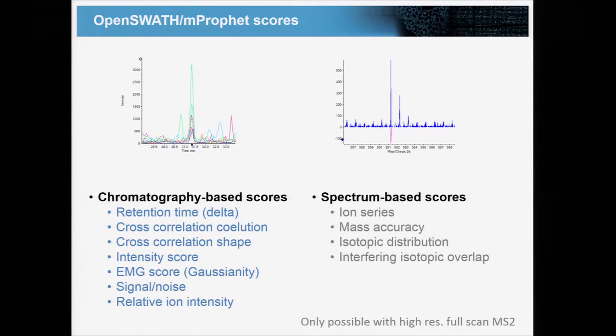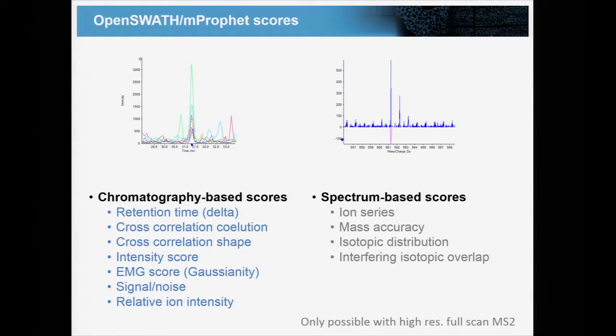In SWATH data, however, we now have this full scan MS2 spectrum, which is high resolution, so we have additional scores that we can compute. I think there was a question about this earlier. So in addition to, say, the 5 or 6 transitions that we chose to extract from the data, we can look back in the MS/MS spectrum and see whether the fragment ions for the rest of the peptide ion series are there, right? This is additional confirmatory information.